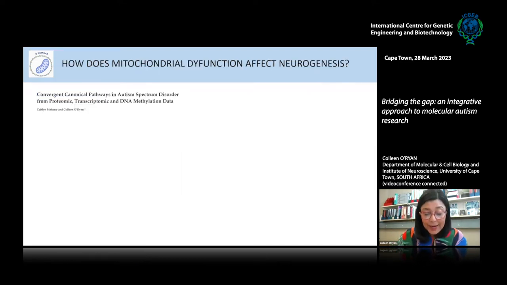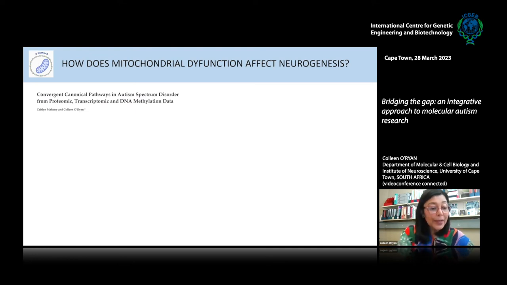So at this stage, we think we quite clearly showed in our cohort that mitochondrial dysfunction is associated with autism, that it's driven by methylation, that copy number changes, that metabolites change. But autism has a strong neurological phenotype. So how does mitochondrial function affect neurogenesis or neuronal phenotypes?